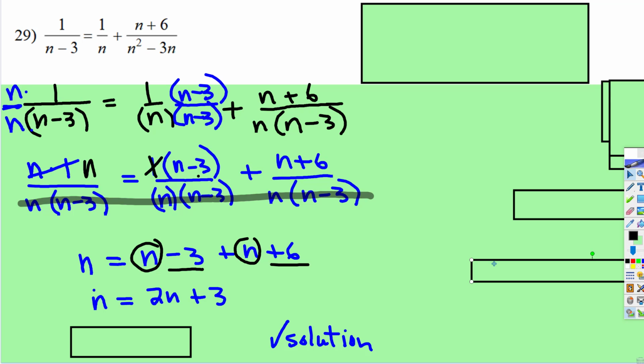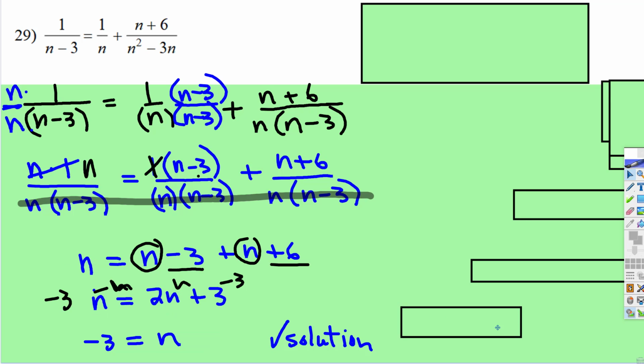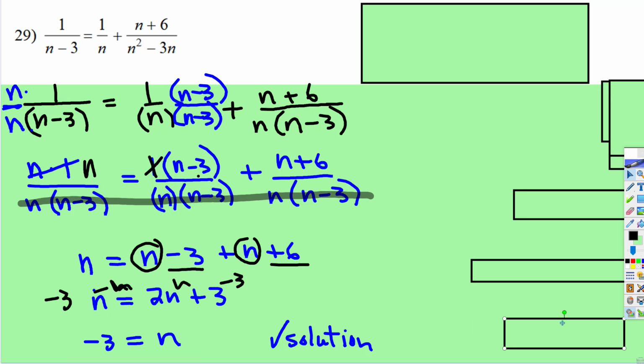Then you're going to get the n's to one side and leave the number on the other side. Now you can subtract 2n from both sides and then divide by a negative number, or we could subtract 3 from both sides and subtract that one n. However you would like to do it, as long as you're doing it correctly, I'm fine with that. And then negative 3 is equal to n.